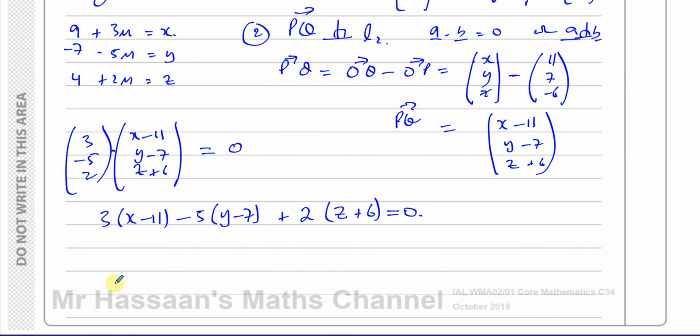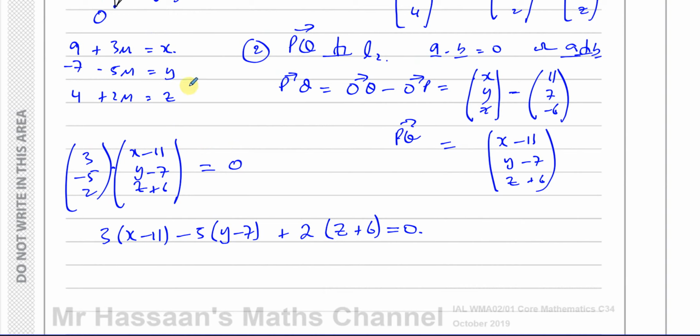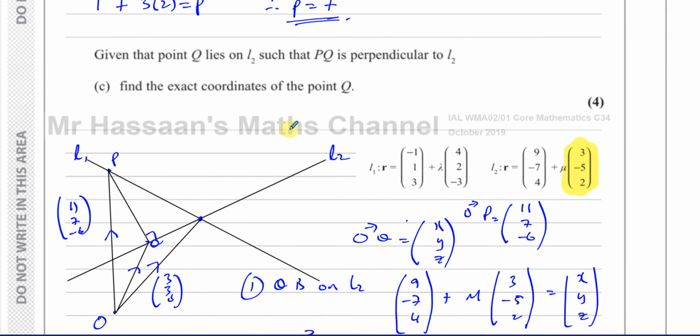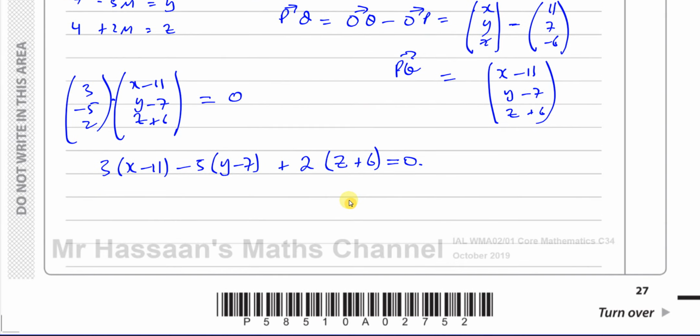Okay, so now what we have here is this equation, and we have here these values of x, y, and z. If I replace the x with all of this, and the y with all of this, and the z with all of this, I will end up with an equation which only has mu in it, and I can find the value of mu for which we can get to Q. That will be where Q exists.